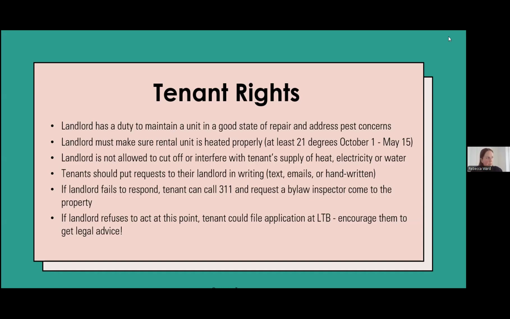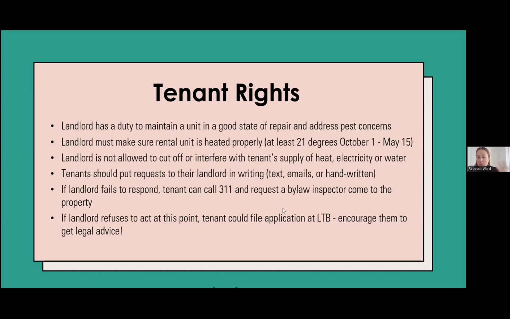Under the Residential Tenancies Act, which is the legislation that governs tenancies in Ontario, the landlord has a duty to maintain a rental unit in a good state of repair and to address pest concerns. Pests could be anything from bed bugs to cockroaches to mice. Good state of repair is kind of a vague term. It's hard to hold a landlord to a specific standard, but there are ways tenants can try to do that, which I'll get into.